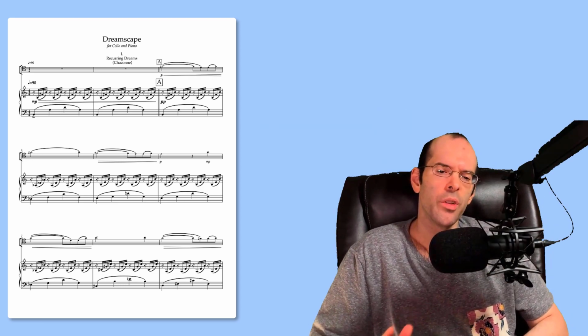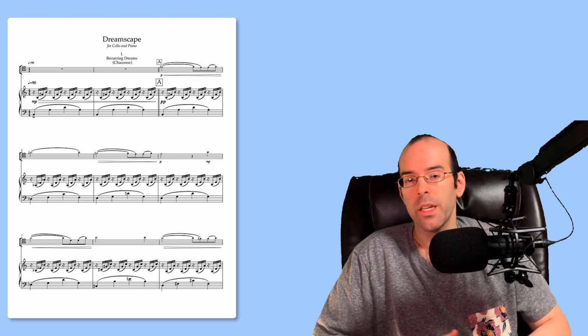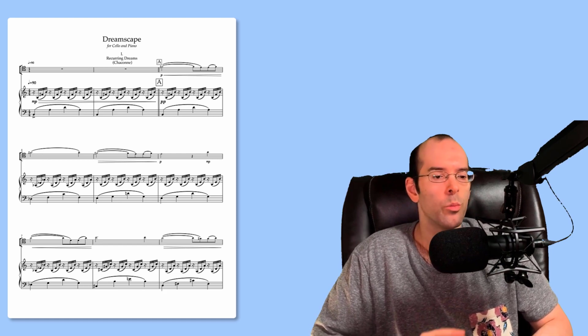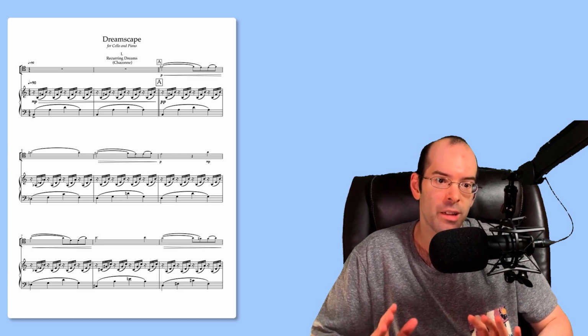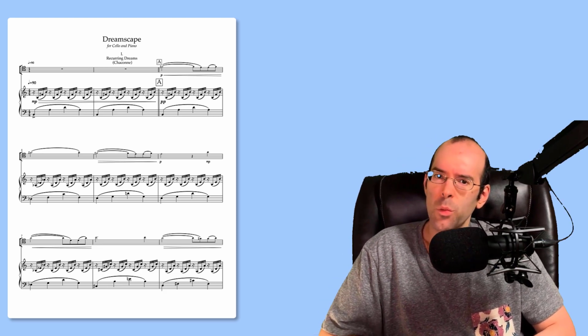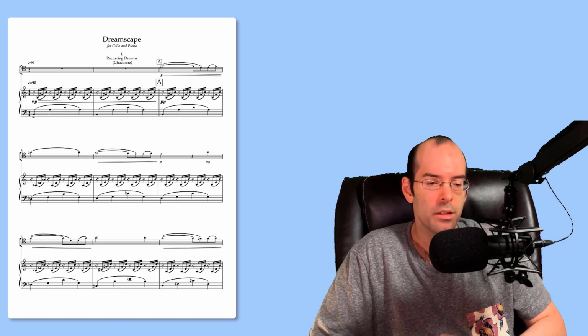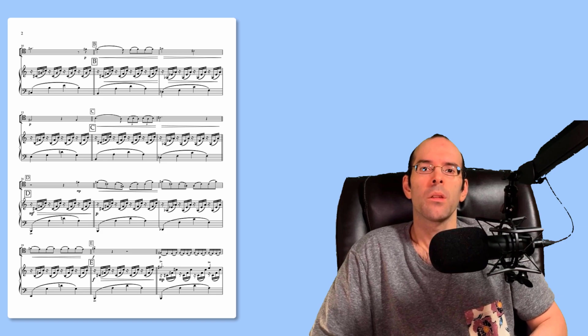Moving on to Dreamscape for Cello and Piano by MTK. So this is a two-movement piece where the first movement has more of a fantasy-like vibe going on here, while the second movement brings out clarity. And the cello is always a nice choice when we're going for a deep mellow tone.